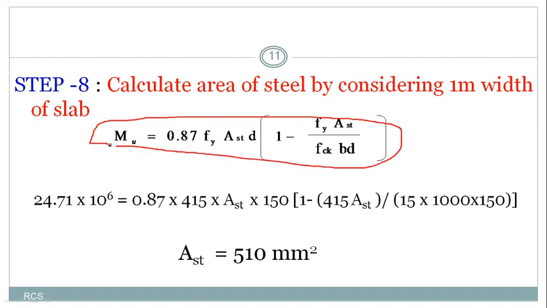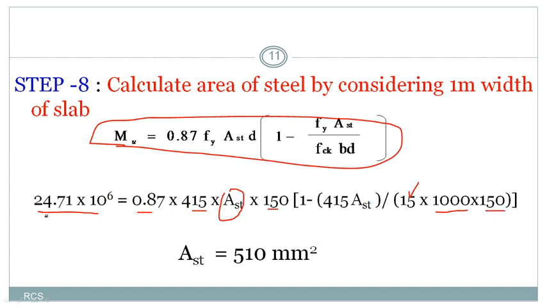What is this formula? Mu equal to 0.87 Fy Ast d into 1 minus Fy Ast by Fck b d. Here Mu is already known, that is 24.71 into 10 power 6, and 0.87, grade of steel used is 415, and Ast we have to calculate here, and effective depth of the slab we have finally adopted is 150, and Fck is 15 Newton per mm square, and we are using 1000 mm width, and effective depth is again 150.